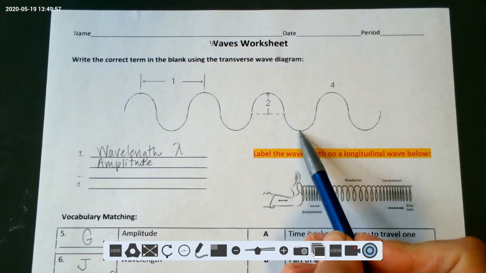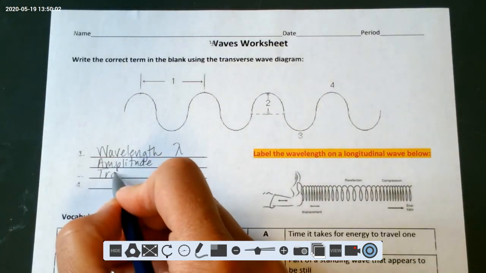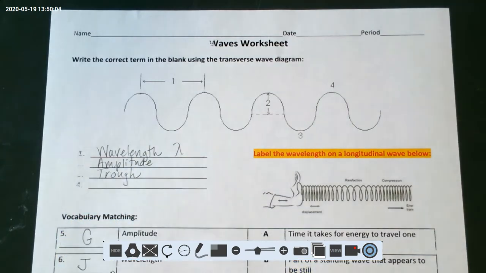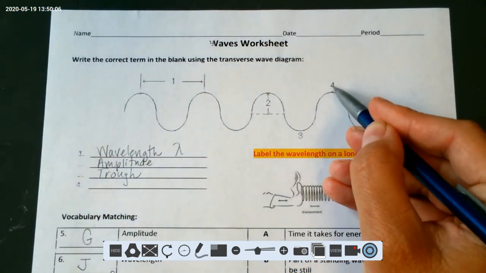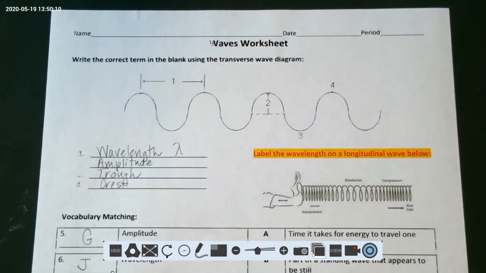Number 3 is the low part of the wave. The lowest part we call the trough. And the top of the wave, number 4, is what we call the crest. So that is a transverse wave diagram that we labeled the parts.